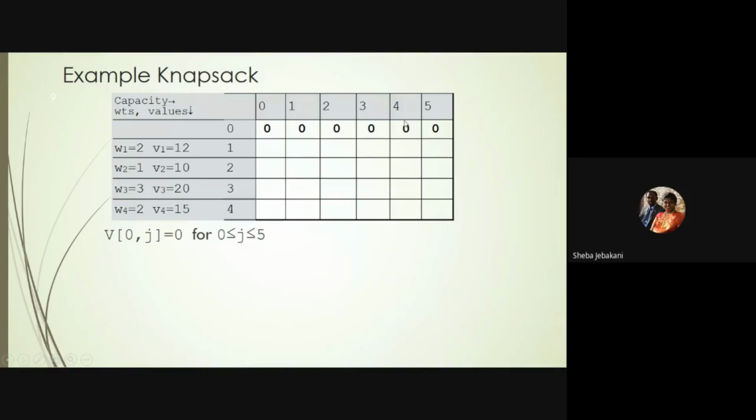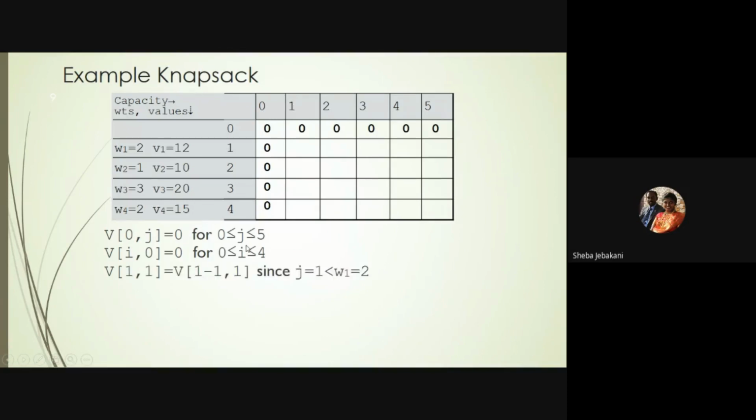Then you have to do I comma 0. Yes, so the I comma 0 is also 0. That means all this column will become 0. Next, we have to find out for this position, that is V of 1 comma 1.